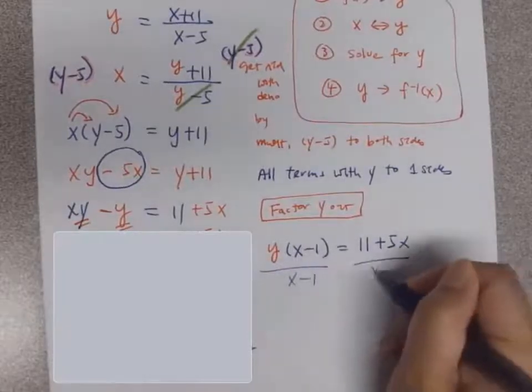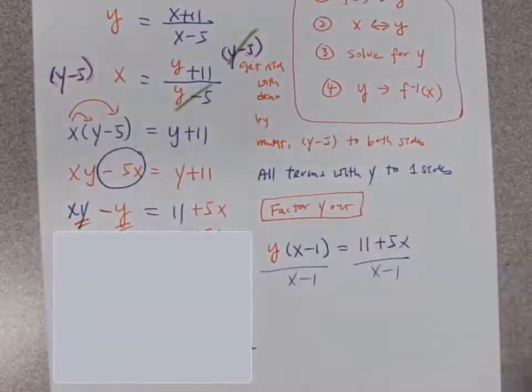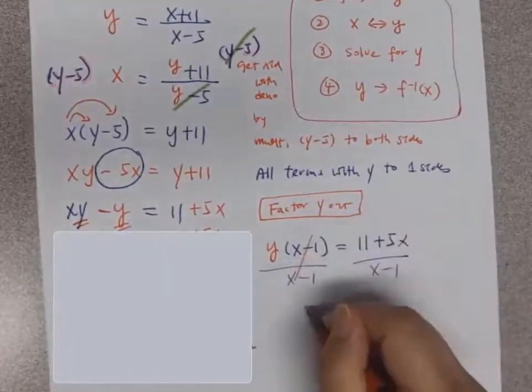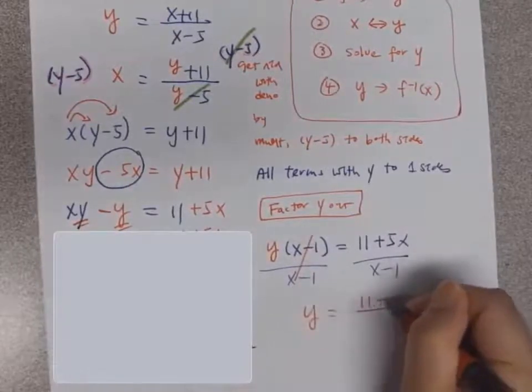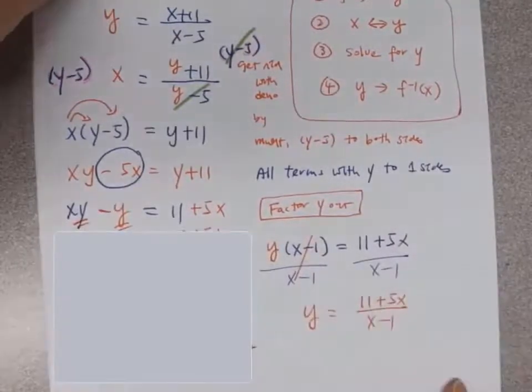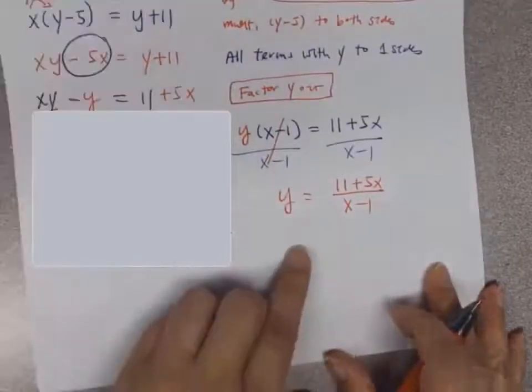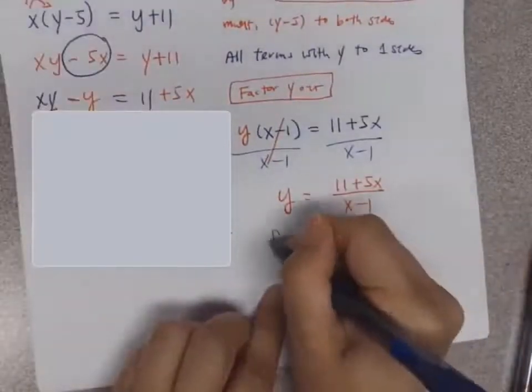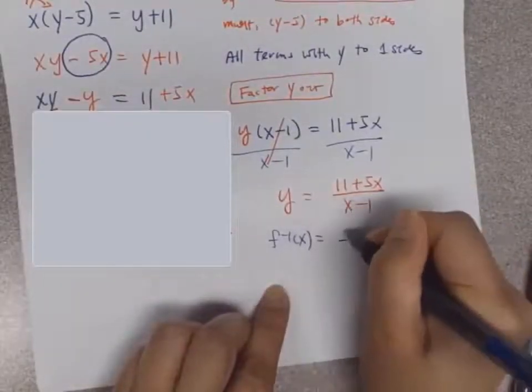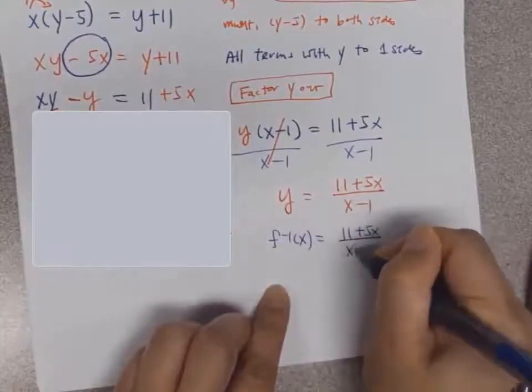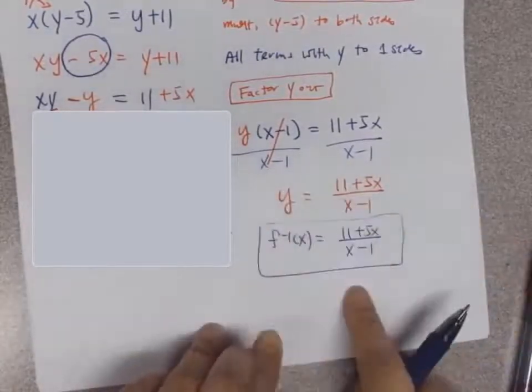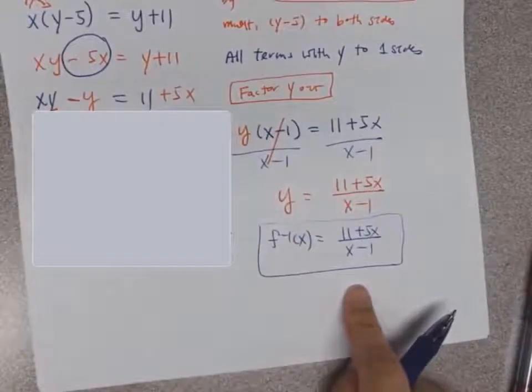X minus 1, right? Sorry about that. And then you get rid of that, so this is y equal to this. And then you will change the y to what? Inverse of a function. Sorry, I copied the wrong stuff. But thank you for pointing it out. You're paying close attention.